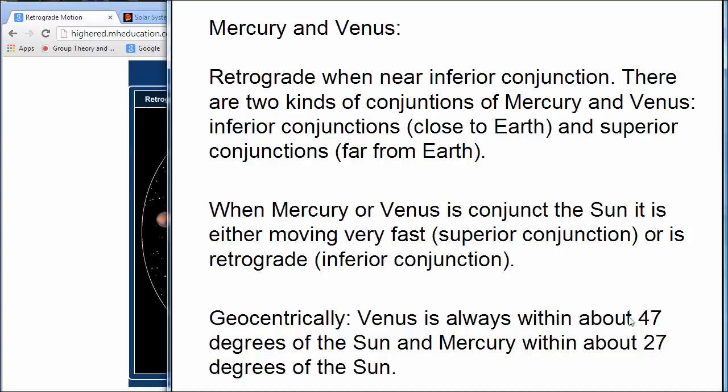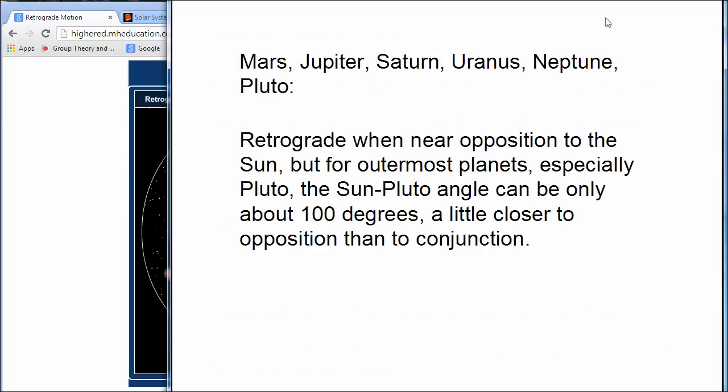And I mentioned Venus is always within about 47 degrees of the Sun, and Mercury within about 27 degrees of the Sun, geocentrically, obviously. And for Mars, Jupiter, Saturn, Uranus, Neptune, Pluto, for planets that are farther away from the Sun, they appear to go retrograde when they're near opposition to the Sun. And they don't have to be in opposition, they're just closer to being in opposition than conjunct. They're more than 90 degrees away.